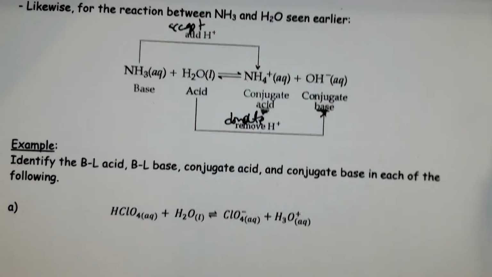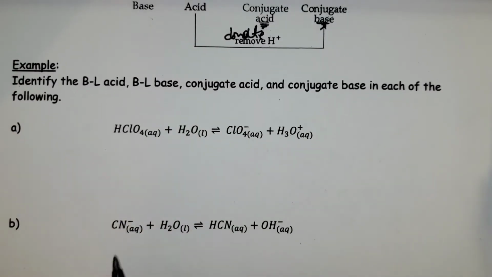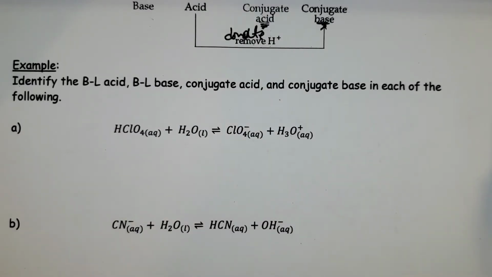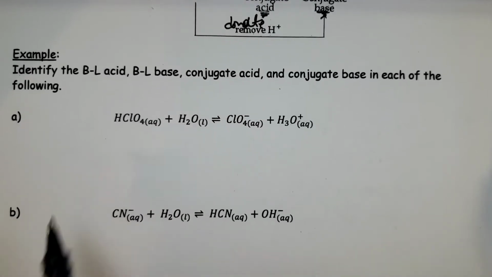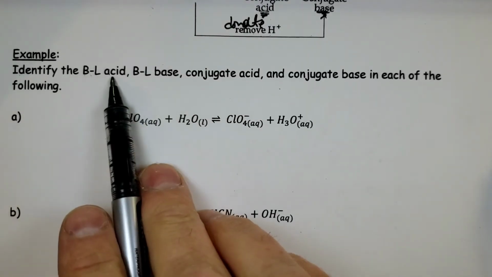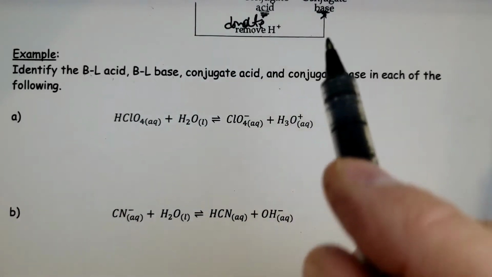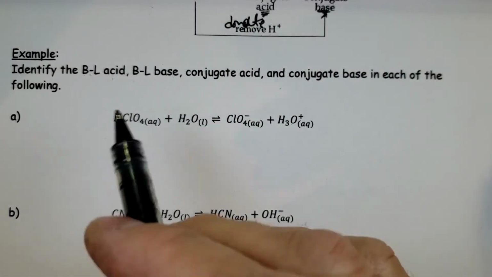All right, so there's 4 examples here. You may want to pause the video and just try 1 or 2. But what I'll do is I'll go through A right now, and then you can pause it and see if you can do the rest, then tune back into the video to see how you did. So identify the Bronsted-Lowry acid, the Bronsted-Lowry base, the conjugate acid, and conjugate base in each of the following. So first of all, you have to identify the conjugate acid-base pairs.